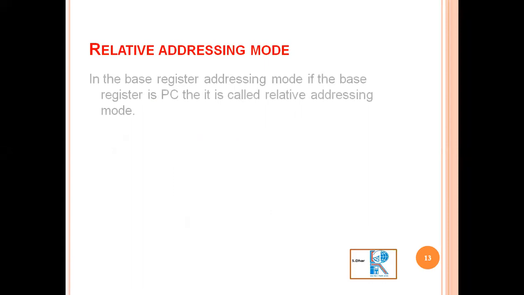The last one is the relative addressing mode. What happens in the relative addressing mode? The relative addressing mode is the same as the base register addressing mode, where a particular register contains the address. In this case the base register is the PC, that means the program counter. I have already told what PC is. PC is a special type of register which contains the next instruction to be fetched. That means if the base register is PC, that is called the relative addressing mode. Clear? So these are the different types of addressing mode.